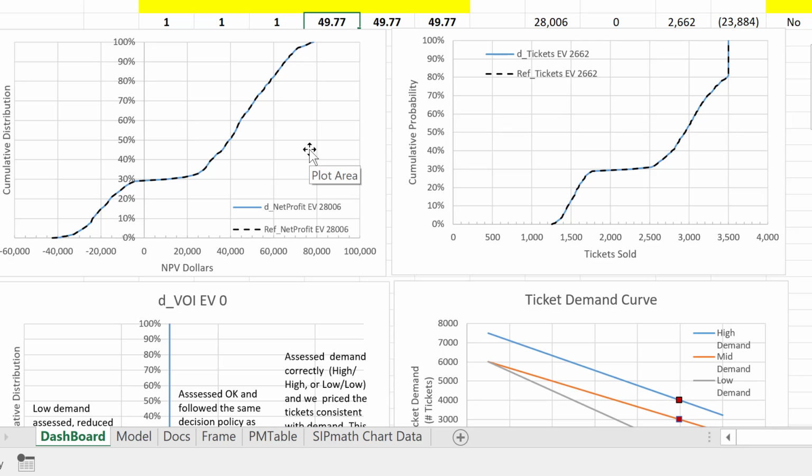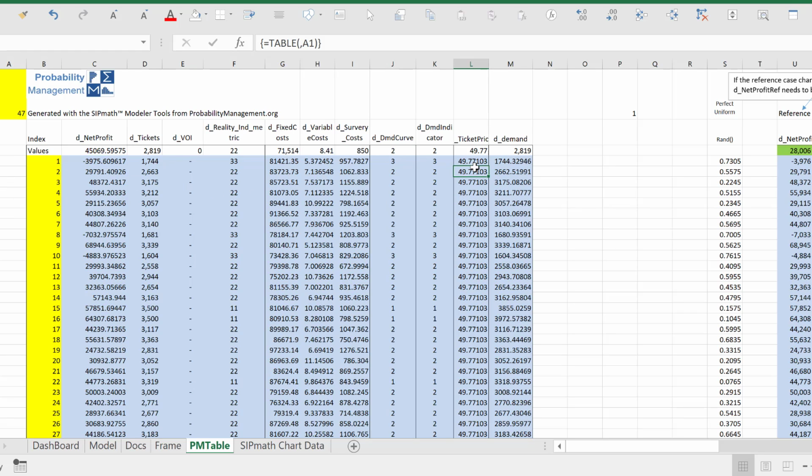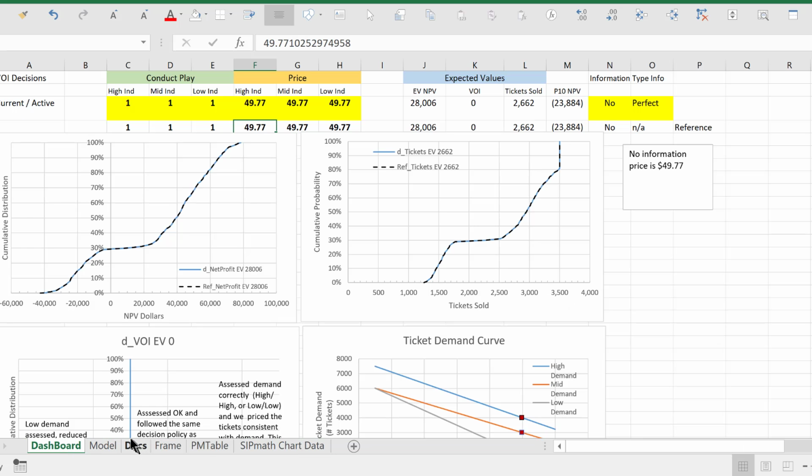Note that on both of these graphs, there are actually two lines, a blue line and a dashed black line. The black dashed line will be our reference case, and the blue line will be the current active case. When we get to value of information, we'll have that. So the way the model works is using a data table. This is all part of SIP math. We don't have to really deal with this too much. So I think I'm going to leave it at that as far as describing the model.